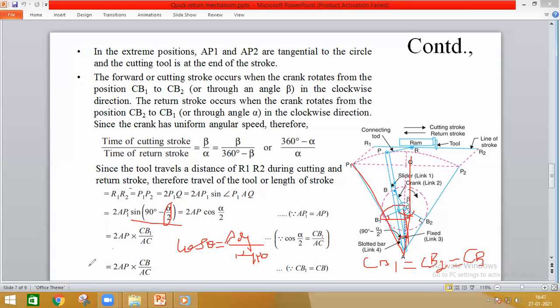So the length of travel, or the travel of the tool, or the length of stroke will be 2AP into CB divided by AC, where AP is the length of the slotted lever, CB is the crank length, and AC is the fixed length. So this is how we have to calculate the length of stroke, or the travel of the tool.